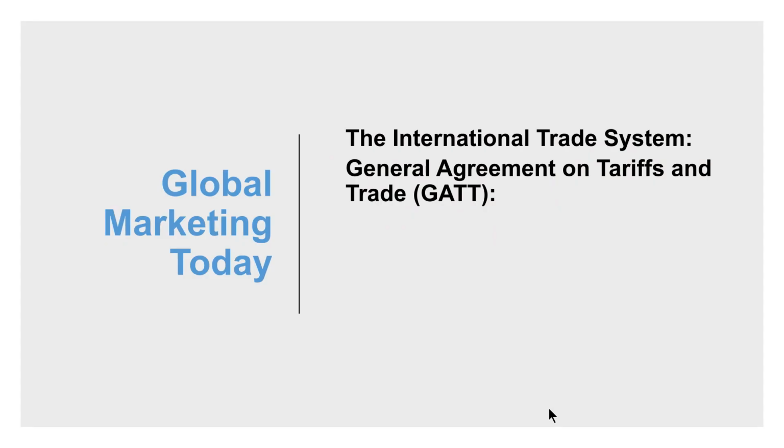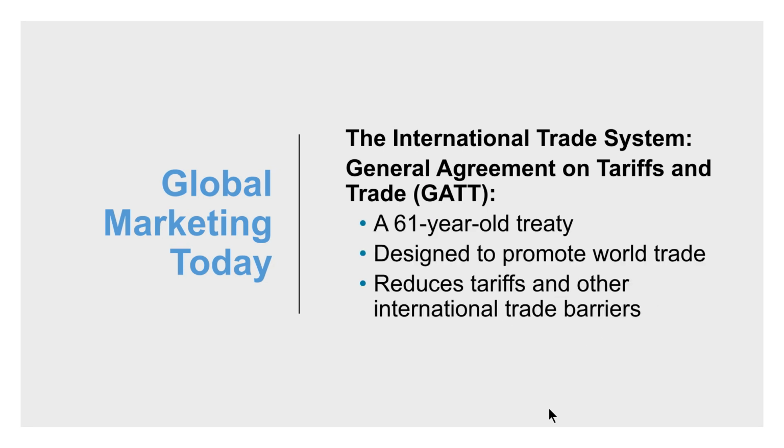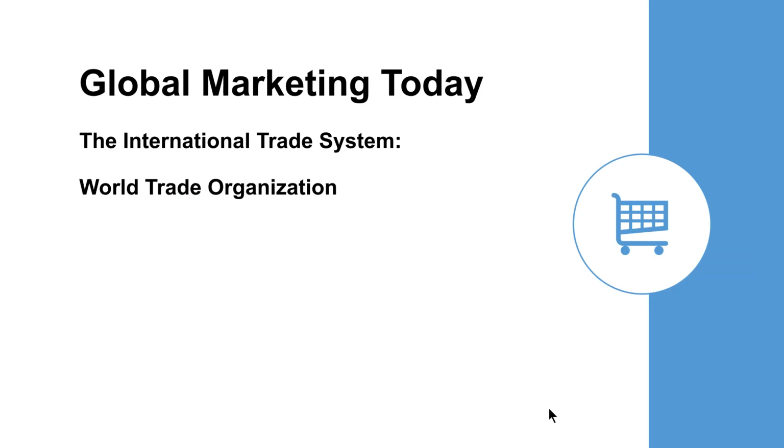Another thing you really need to understand is some of the agreements. Those are super critical, and each country has different agreements. One of the biggest agreements is called the General Agreement on Tariffs and Trade, the GATT. It was designed 61 years ago. It's a treaty. It's designed to promote world trade, and it's designed to reduce tariffs and other international trade barriers that impact us. It's really supposed to get us so that we're globally able to exchange products.